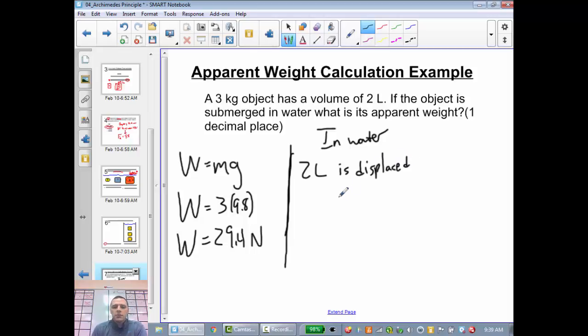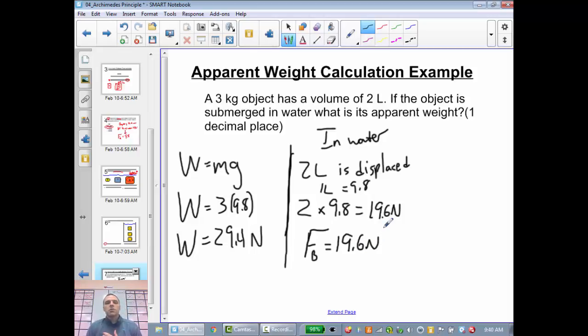What is the weight of 2 liters of water? Well, 1 liter of water is equal to 9.8 newtons. So 2 liters of water would be 2 times 9.8. That would be 19.6 newtons. So our buoyant force is 19.6 newtons because we have displaced 2 liters of water. 2 liters of water has a weight of 19.6 newtons, and that's our buoyant force according to Archimedes' principle.